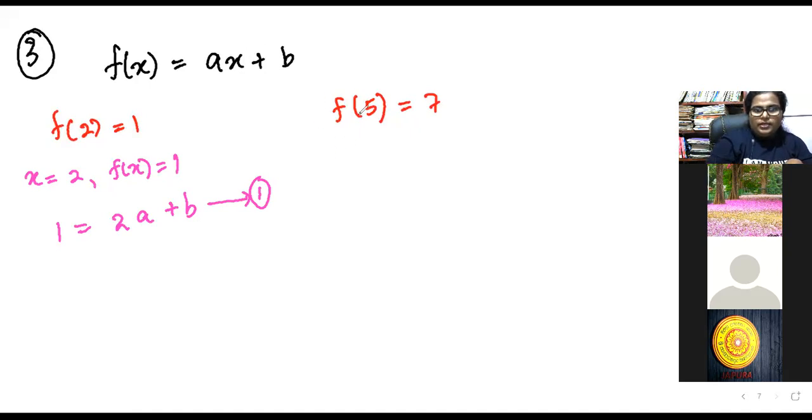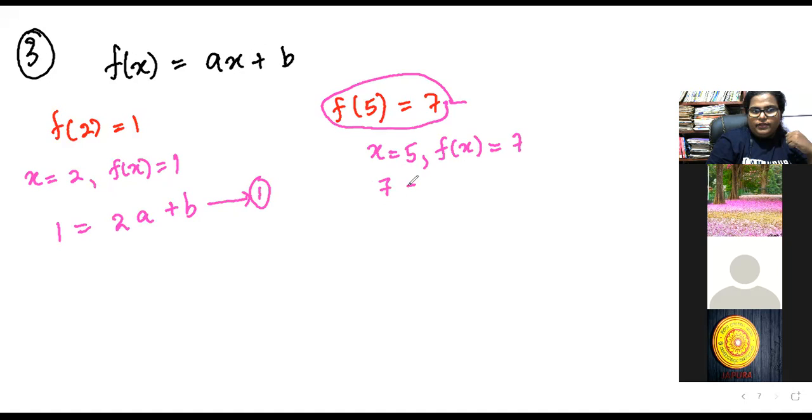And here, when you are considering f(5) equals 7, you have to consider that when x equals 5, our function value f(x) is 7. So you have to substitute for this one here: 7 equals 5a plus b. This is our second equation. So this is the first part. That means you have to build these two simultaneous equations by using the given information.